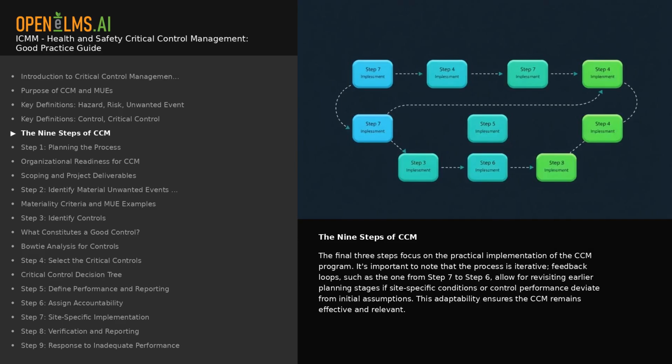It's important to note that the process is iterative. Feedback loops, such as the one from Step 7 to Step 6, allow for revisiting earlier planning stages if site-specific conditions or control performance deviate from initial assumptions. This adaptability ensures the CCM remains effective and relevant.